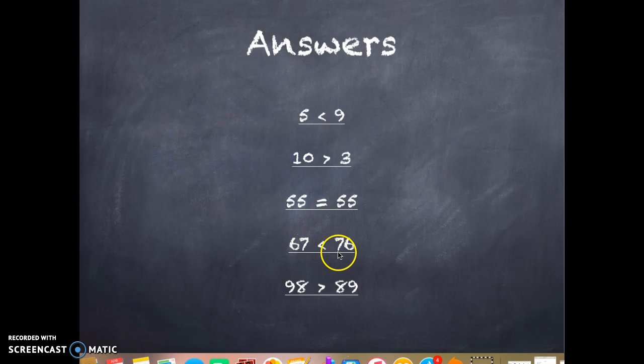All right, and then the fourth one, we had 67 is less than 76. Our gator mouth is going this way because it's bigger, and it's facing towards the right, which means it is the less than sign. And our final problem, 98 is greater than 89. The alligator mouth is going towards the bigger number, and this sign is facing towards the left. The mouth is going towards the left, so that means it is the greater than sign. All right, so look at these a little bit and use them as a reminder for this exercise, what it should look like.